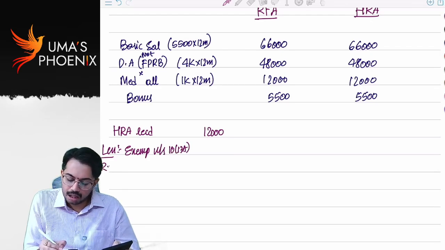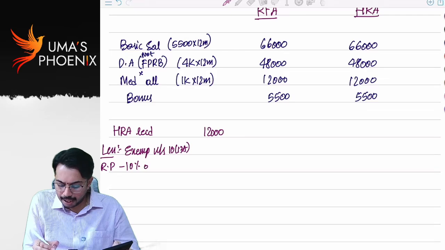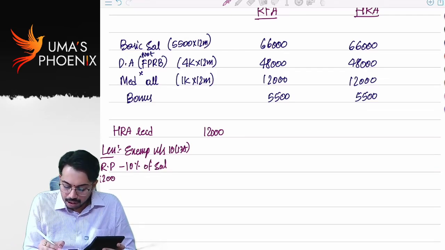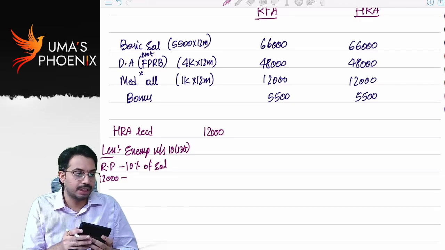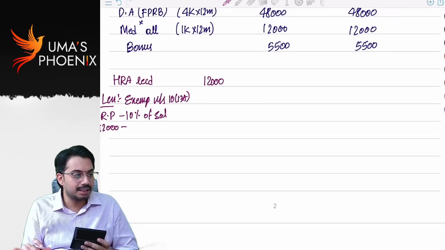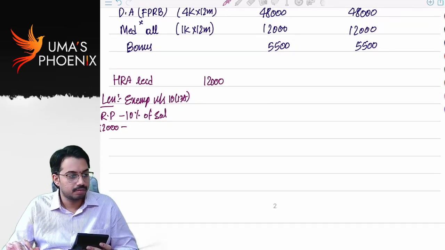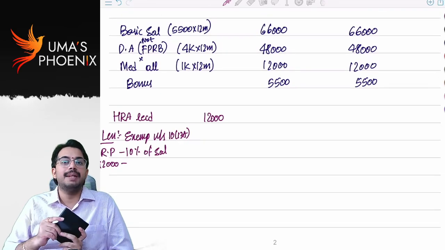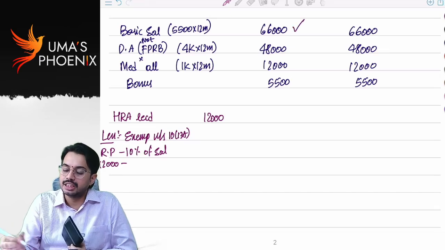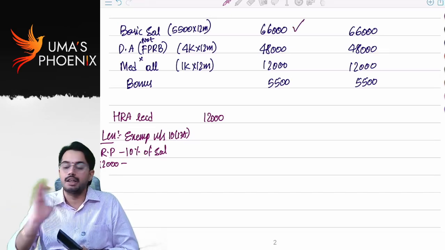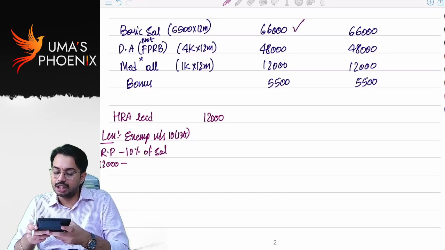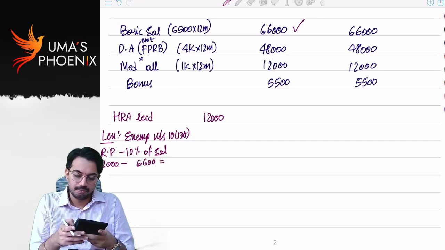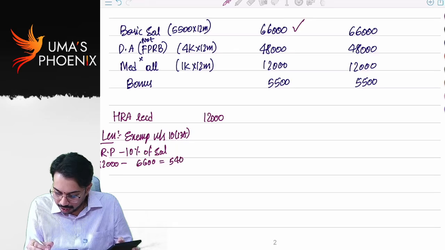What is the formula? Rent paid minus 10% of salary. How much is rent paid? 1,000 per month, 12 months, 12,000. 10% of salary: for HRA, salary means basic plus DA. Here basic is 66,000. DA is not forming part, you should not consider. 66,000 into 10%, 6,600. Balance, 5,400.